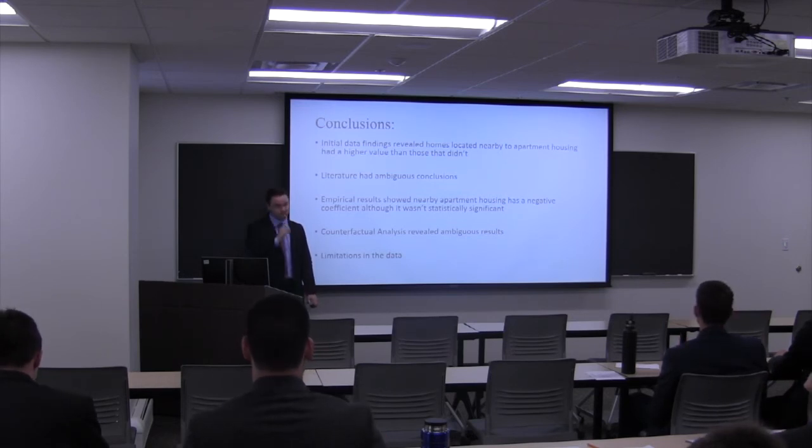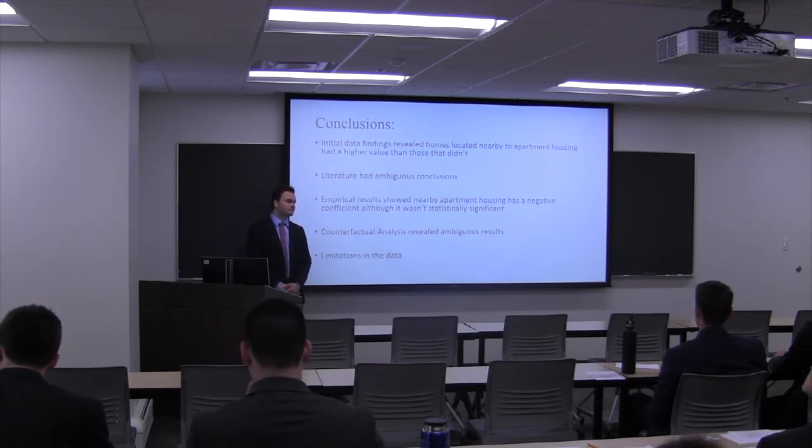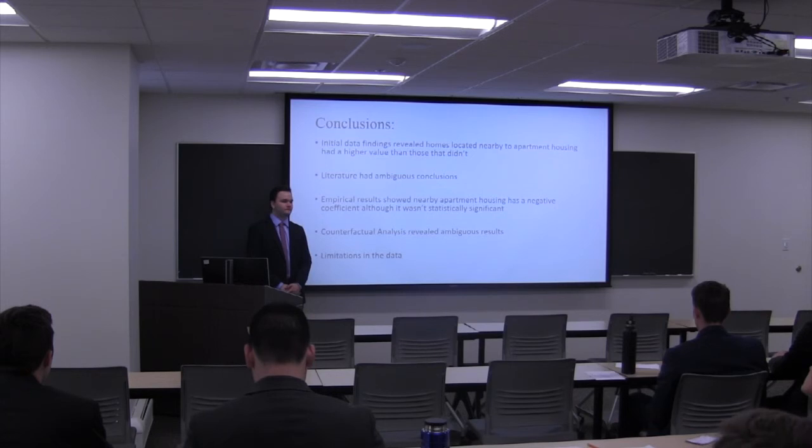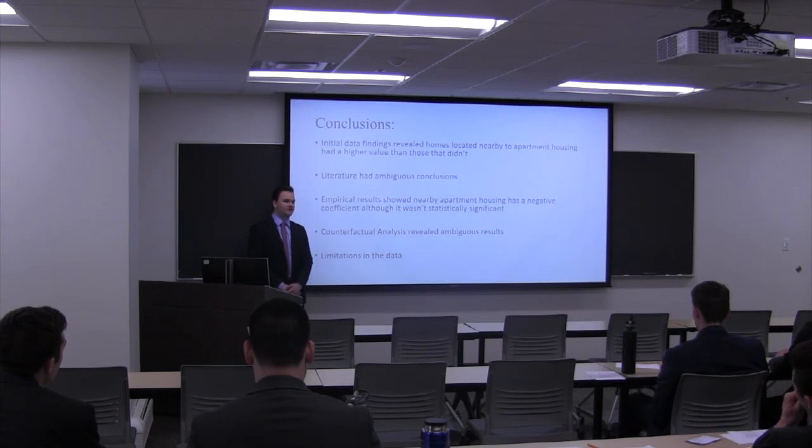Question? I may have spaced on this. What was the geographical scope you were looking at here? The U.S. Okay. And you had how many observations? 8,320. Okay. There was over 40,000, but they didn't provide the value of the home, or they didn't provide whether they were located nearby to apartment housing, so that eliminated quite a bit. Yeah. Thanks.